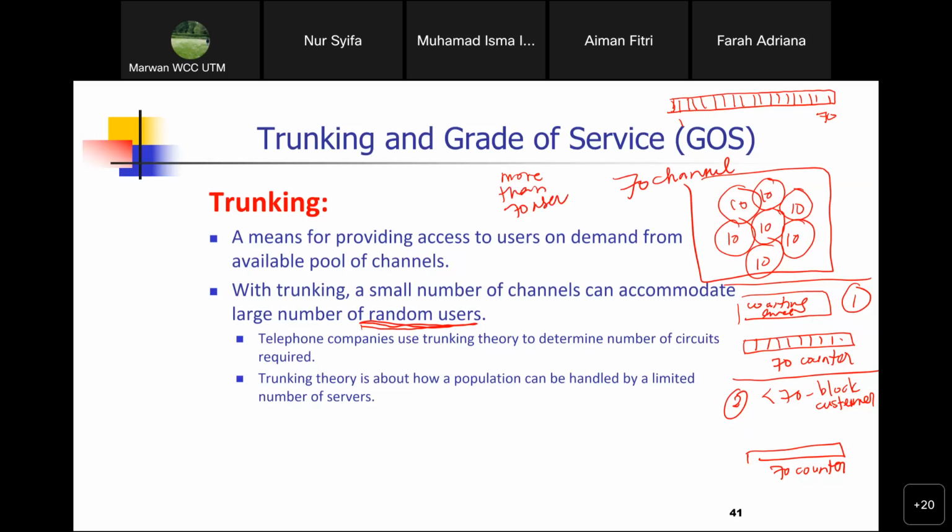Okay, any questions on this? The ideology, the counter.